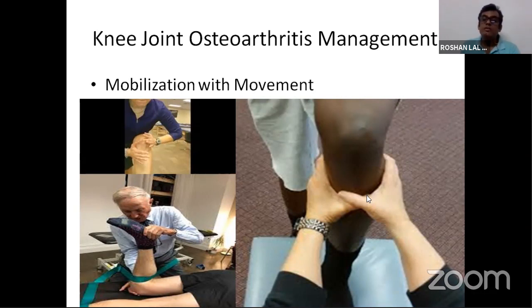We hold the proximal tibia and rotate it medially, and then we ask the patient to flex and extend the knee joint. This also improves the range of motion, especially flexion.